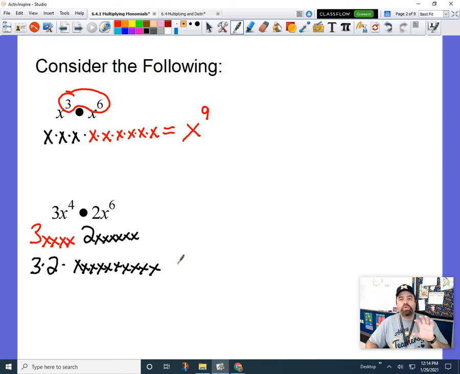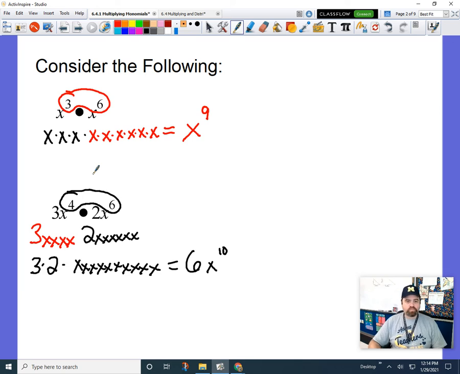The reason I did that is because I really want to show you and highlight that the coefficients, the 3 and the 2, are still just being multiplied together. Even though they may not be side by side when you do these, coefficients are still just getting multiplied together. So my end result here is going to be a 6, and then I've got this string of 10 x's that I can shrink back down to a single x with an exponent of 10. And again, kind of drawing attention to these guys here.